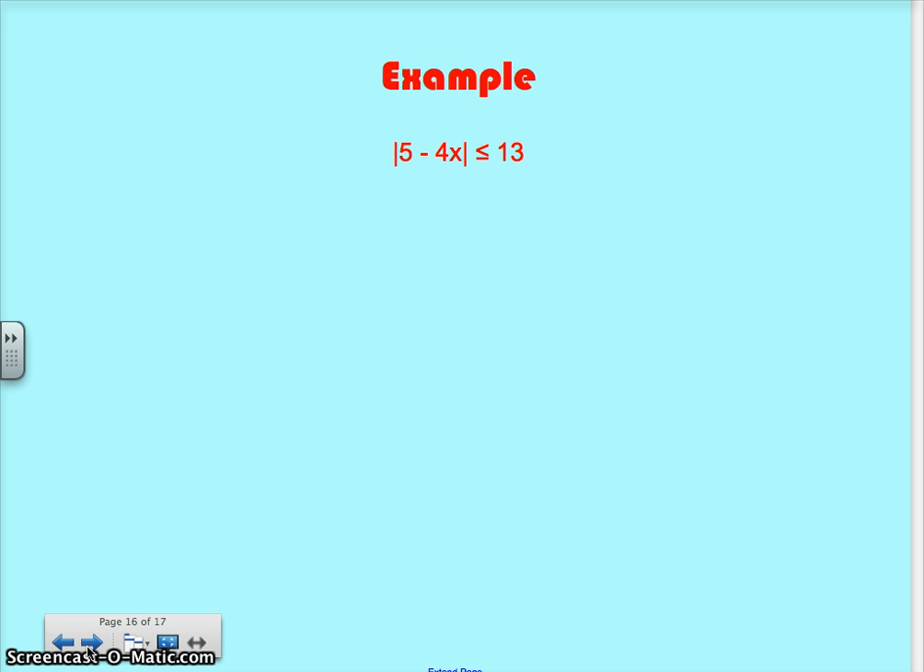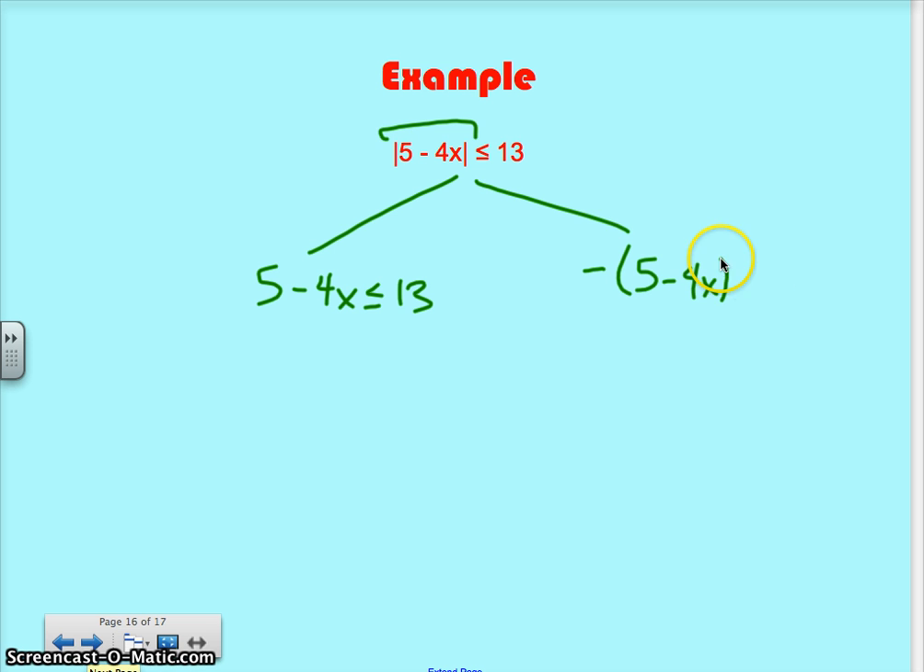So now we have 5 minus 4x, and that's an absolute value of ours, which is less than or equal to 13. So once again, this is already isolated, so we're good there. So let me just draw these out. Write my first equation, 5 minus 4x is less than 13. And I'm going to do negative 5 minus 4x is less than 13. Alright, we're going to start with the one on the left-hand side again. So we will subtract 5 here. We'll subtract 5 using my added inverse. These cross out. I have negative 4x less than or equal to 8.